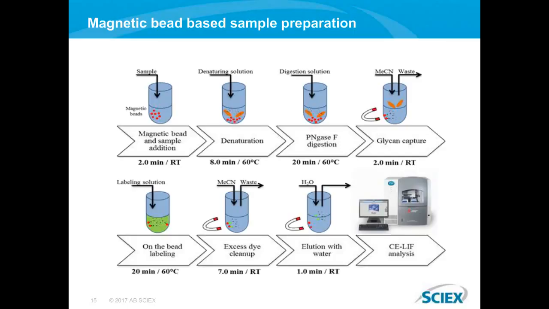We are concentrating all of our sugar molecules on the surface of those magnetic beads, which allows us in the next step to do the labeling right at the surface of those beads. So we add the labeling solution, which washes off all the sugars from the surface of those beads, and the labeling reaction is done in 20 minutes at 60 degrees centigrade.